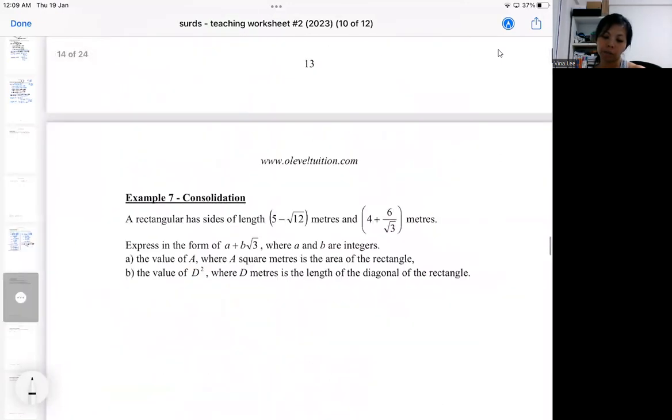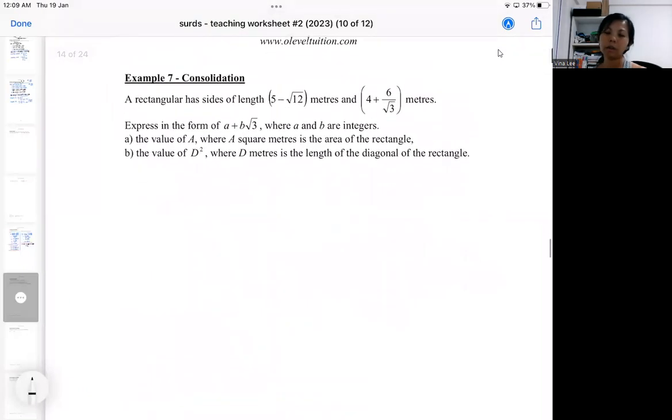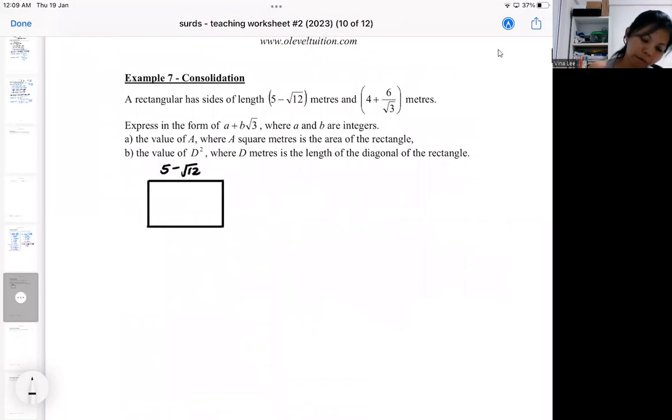Okay, another kind will be the story sum. The story sum can come in area and perimeter, volume, surface area. It can come in Pythagoras theorem. I'm just using a very simple one. In this question, I'm using a rectangle. It's actually not difficult if you look. So the length is 5 minus root 12, and this is 4 plus 6 root 3. If I would like the area, it's just length times breadth.